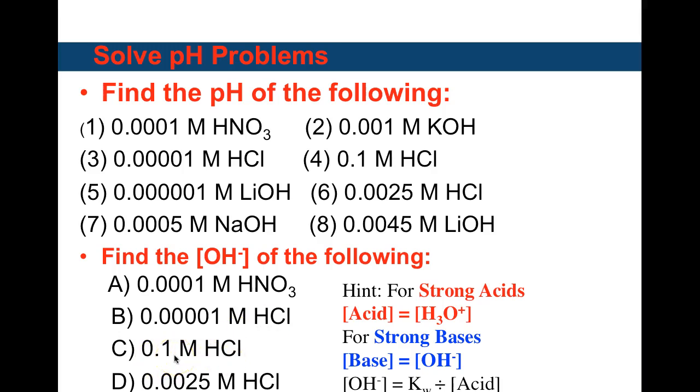This is going to be 1 times 10 to the negative 1, and therefore the OH minus is going to be 1 times 10 to the negative 13. And then here, take the Kw value and divide it by this number, and you'll get the OH minus concentration.